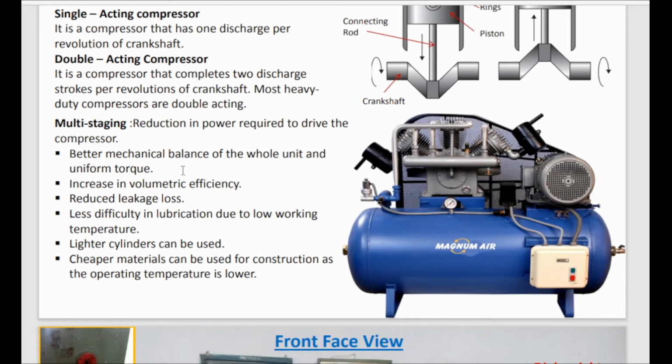And here the multi-stage compressor is there. Here you can see on the figure, there is one compressor and in between there is an intercooler, and this is the other compressor. So the first will compress the air to some specific pressure, and after that it will be further compressed by the second compressor, and this is the two-stage compressor, and it will be connected to the collecting tank.